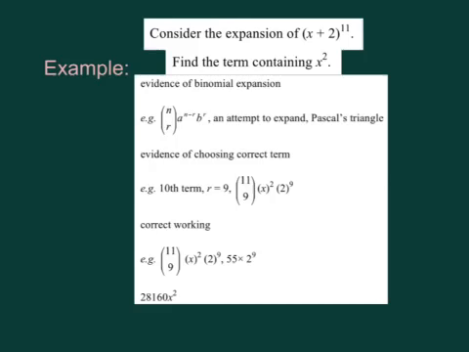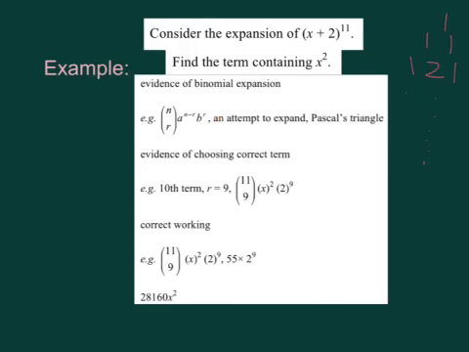So for example, let's say the question gives you the expansion of (x + 2) to the power of 11, and it tells you to find the term containing x squared. So you could do it using Pascal's triangle, but you would need to write 1, 1, 1, 1, 2, 1, and so on, and that will take you a lot of time. So you say to yourself that there must be an easier method, and that's why we have the T(r+1) term formula. So it would just be using this.